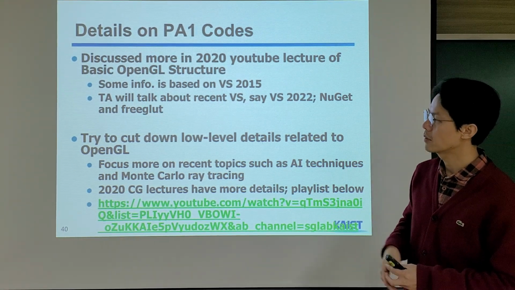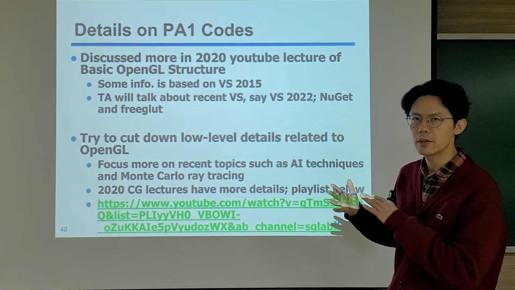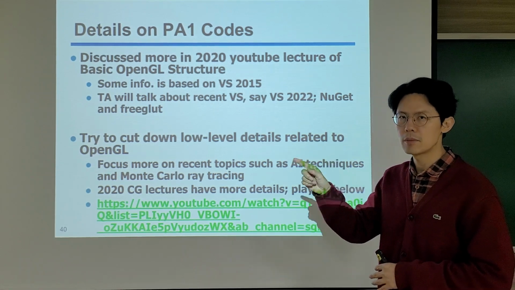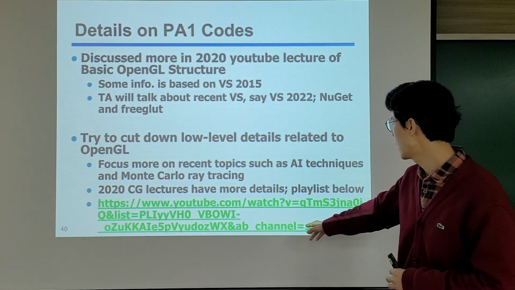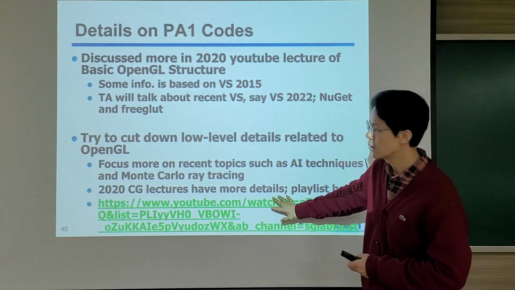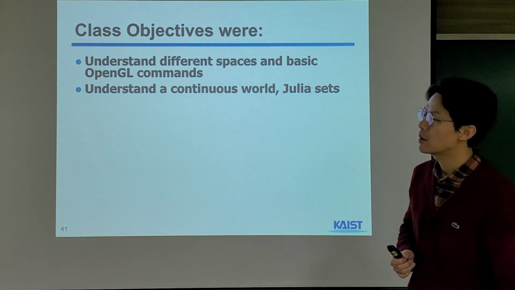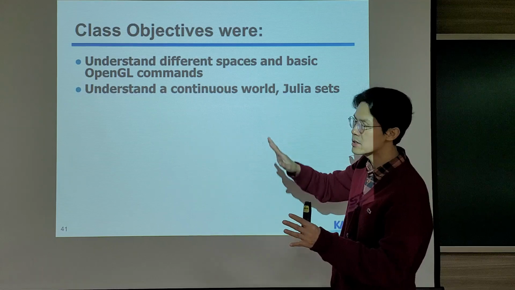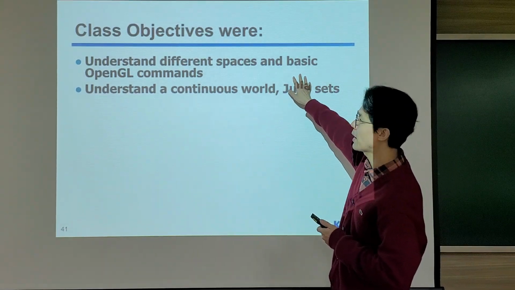So overall this year, I'm not going to talk about the low-level details, but if you want to know more about them, I recommend you look at my book available at the homepage, and also watch the prior lecture that I gave in 2020. It contains lots of low-level details. Okay, so by now I hope you can understand the concept of different spaces and basically how we can transform from here to there. And I also talked about the basic OpenGL commands.